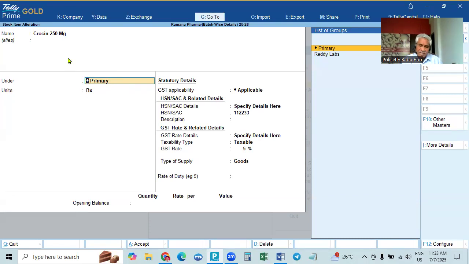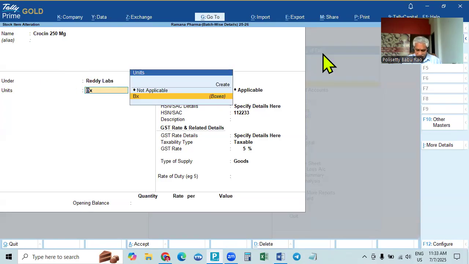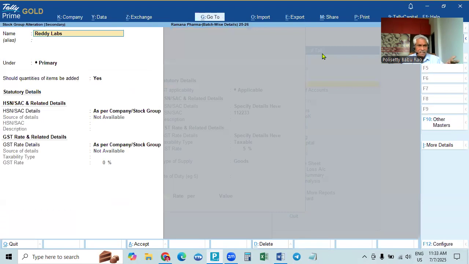In the case of medicine, generally the group will be taken as the brand, that is, the company name will be taken as the group: Reddy Labs, Aurobindo, Sun Pharma. If you go to the medical shops, you can see the bins have the name of the company, Sun Pharma, Aurobindo, and the medicines related to that company will be there. So this will be taken as group. Here under primary, I created Reddy Labs.